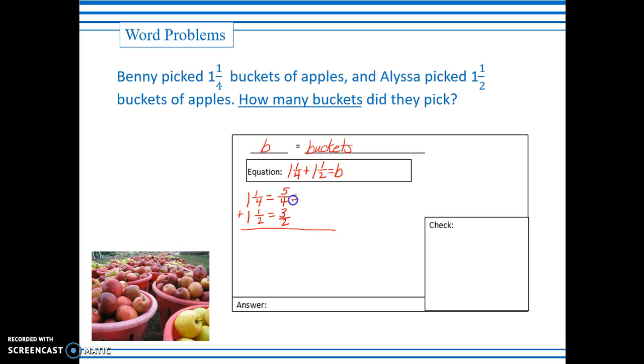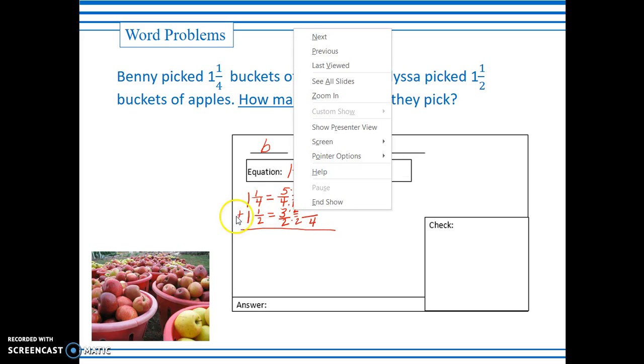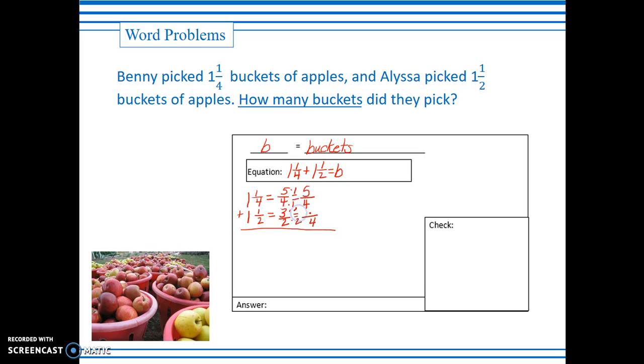Now we need to get our common denominators. It looks like 4 can be our common denominator because 2 times 2 is 4 and 4 times 1 is 4. So let's let 4 be our common denominator. 5 times 1 is 5, so we stay with our 5/4. And 2 times 2 is 4, so 3 times 2, that's 6. So we have 5/4 and 6/4, and that's going to give us 11/4.